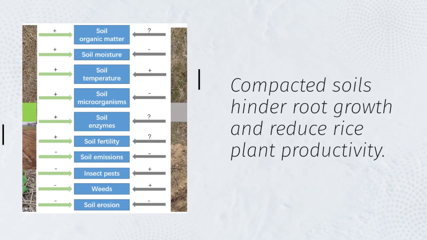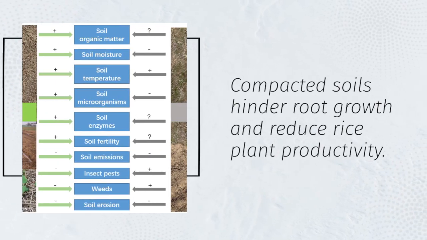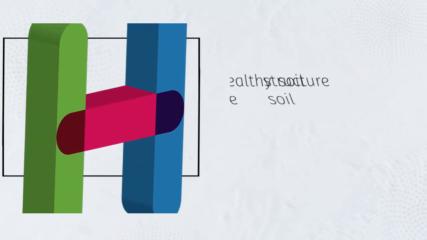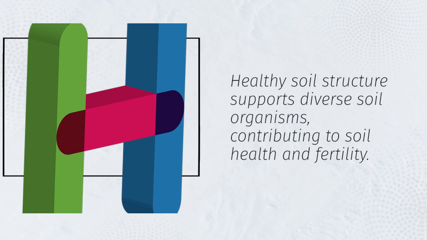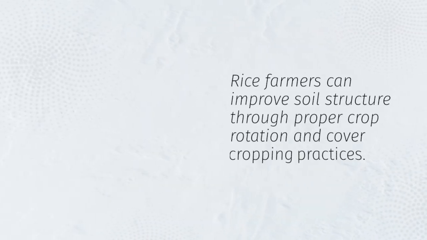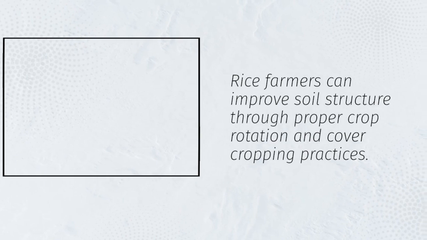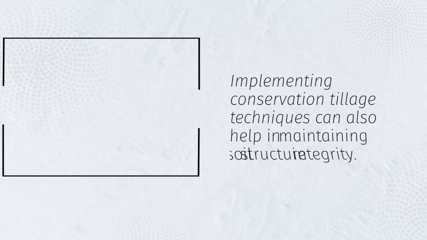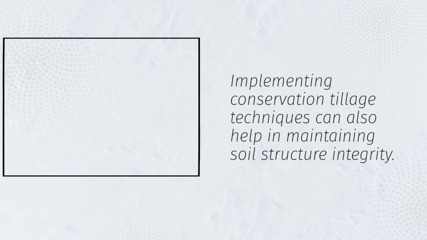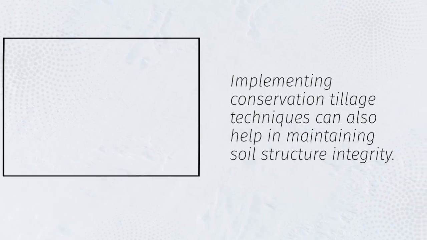Compacted soils hinder root growth and reduce rice plant productivity. Healthy soil structure supports diverse soil organisms, contributing to soil health and fertility. Rice farmers can improve soil structure through proper crop rotation and cover cropping practices. Implementing conservation tillage techniques can also help in maintaining soil structure integrity.